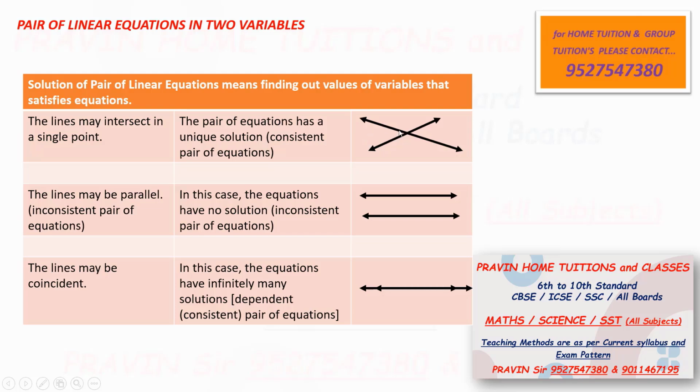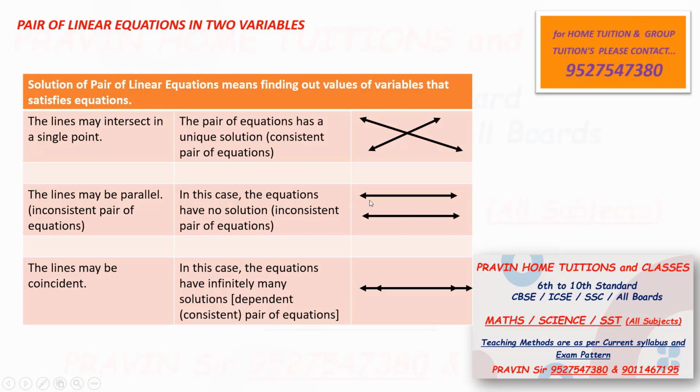this pair of lines, or pair of equations, has a unique solution, and we can call them a consistent pair of equations. If the lines are intersecting, we can say the pair of equations has a unique solution. Unique means only one solution. Only one point is there which satisfies both the equations, and we can call them a consistent pair of equations.